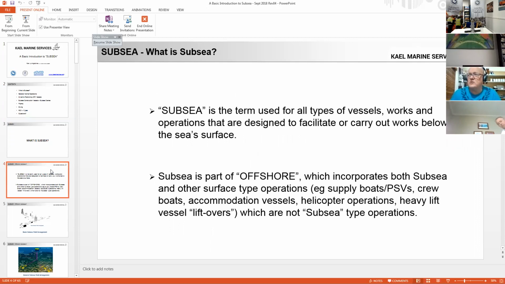Subsea is a term used for all types of vessels, works, and operations that are designed to facilitate or carry out works below the sea's surface. Subsea is part of offshore, which incorporates both subsea and surface type operations, such as supply boats, PSVs, crew boats, accommodation vessels, helicopter operations, heavy lift vessel liftovers, which are not subsea works, they are surface type works. And we're not going to be talking about them today.